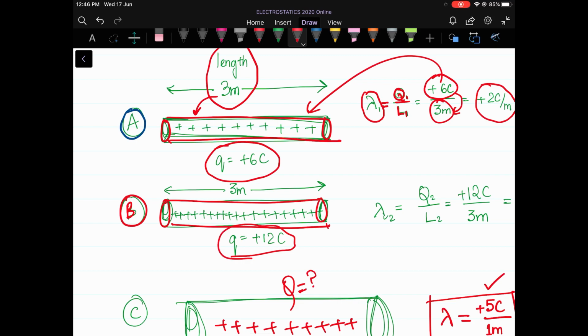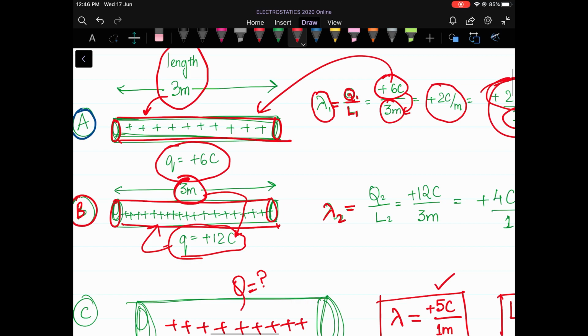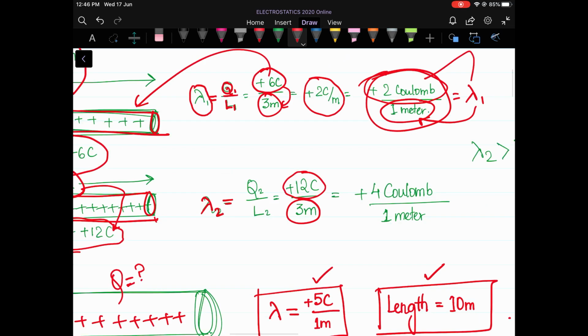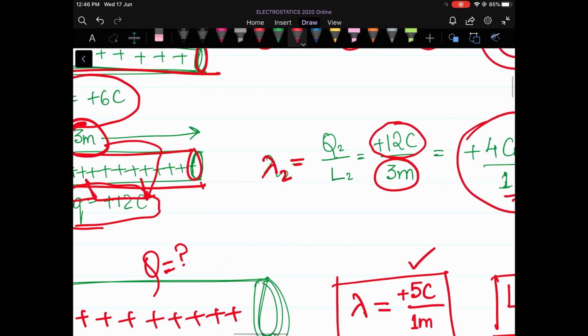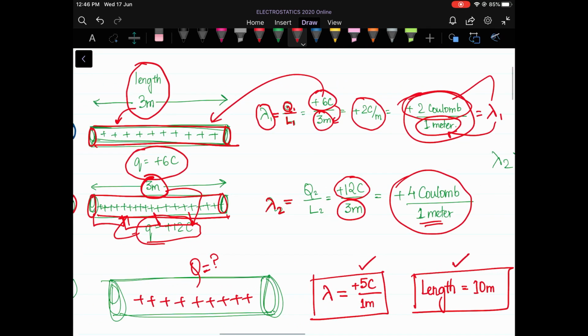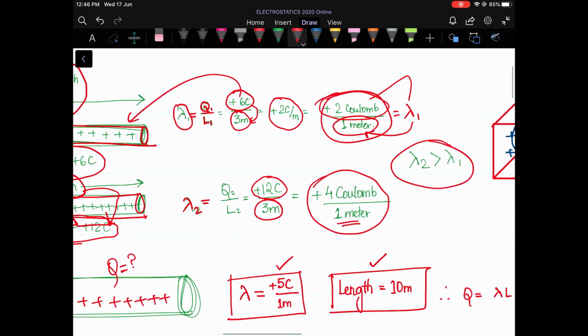I can tell you that the crowdedness of the charge is much more compared to the first case. It is still the 3 meter length, but now the charge is 12 coulombs. So if I calculate the density now, which is lambda 2, I'm going to get 12 coulombs of charge present in 3 meters. When I divide, I'm going to get 4 coulombs of charge present in every 1 meter. That means if I take every 1 meter of this rod, there must be 4 coulombs of charge present in this rod. Clearly, I can say the lambda 2 I have shown you is greater than your lambda 1.